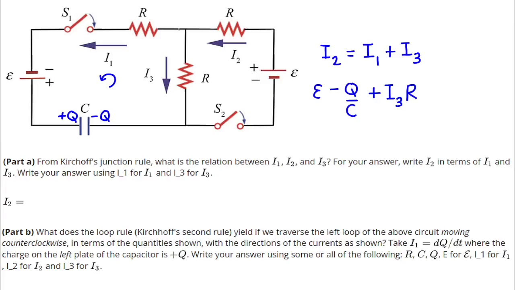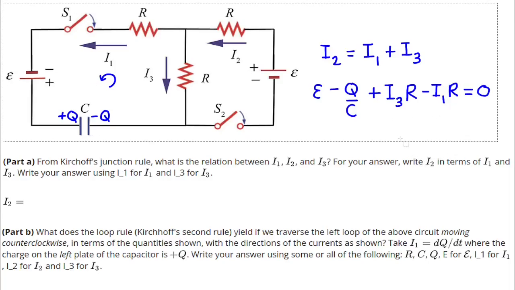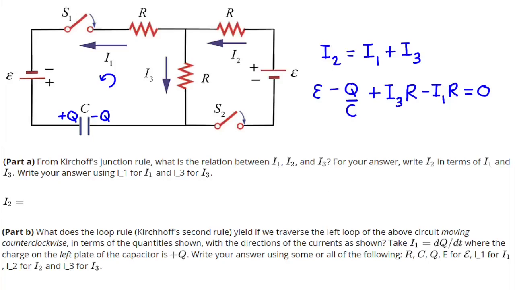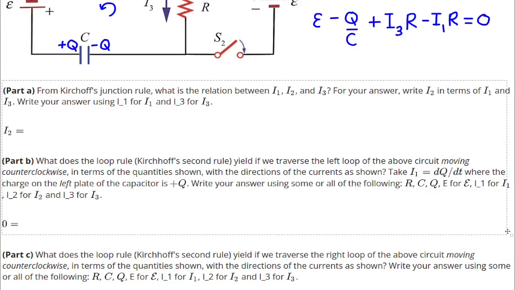And then across the top resistor, we have a decrease in potential in the direction of the current, so we have minus I1R. So by the conservation of energy, going around a closed loop, the net change in potential is 0. And now let's copy this, as we're going to reuse the quantities. And we'll go to part C. So we'll get rid of this.